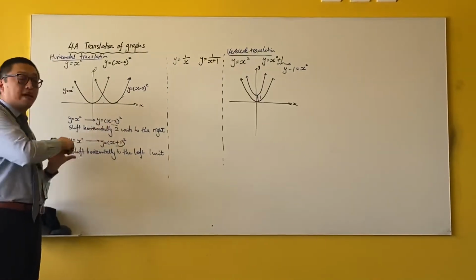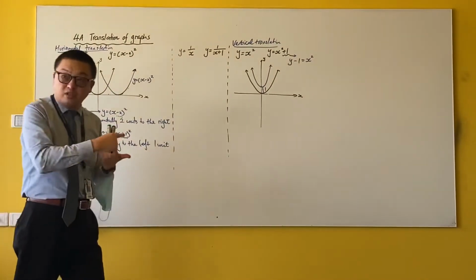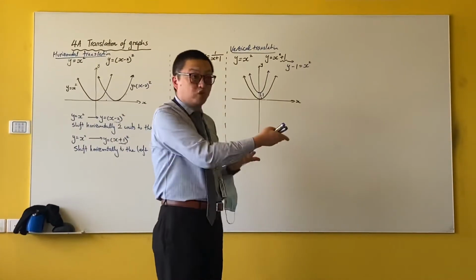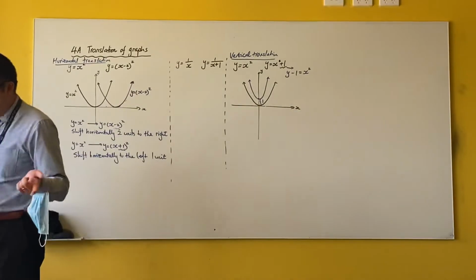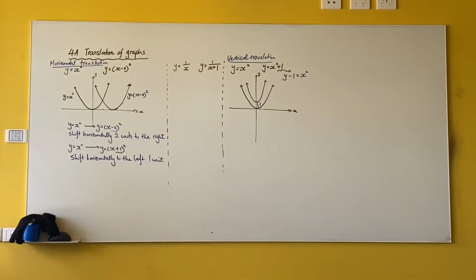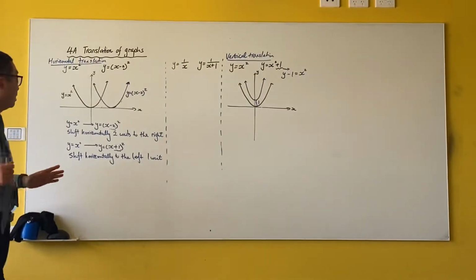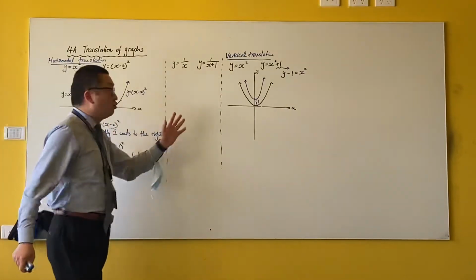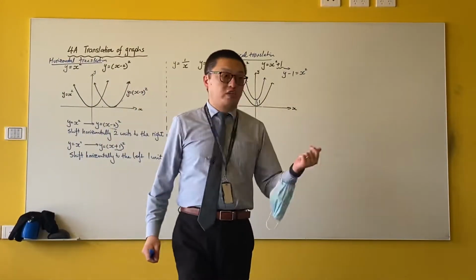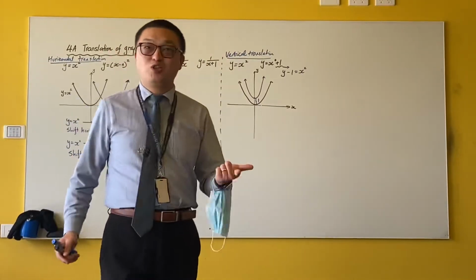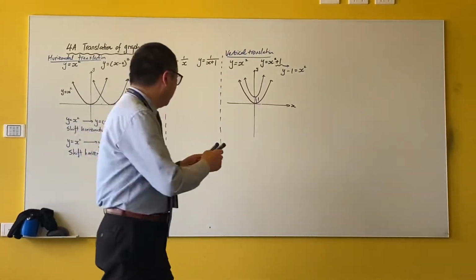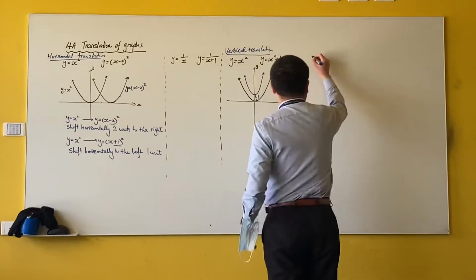Each number with x, horizontal movement. Each number with y, vertical movement, but opposite operation. Does it make sense? We've done horizontal translation, we've done vertical translation. You guys are pretty good. I'm going to combine those two together now, the horizontal and vertical. Let's have a look.